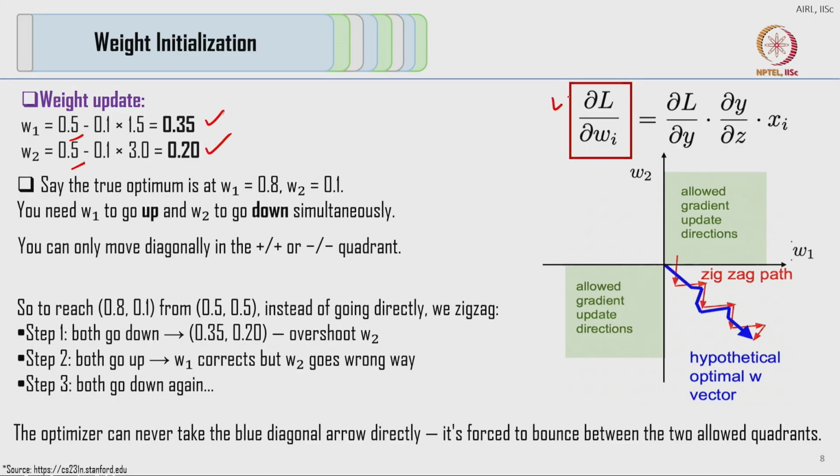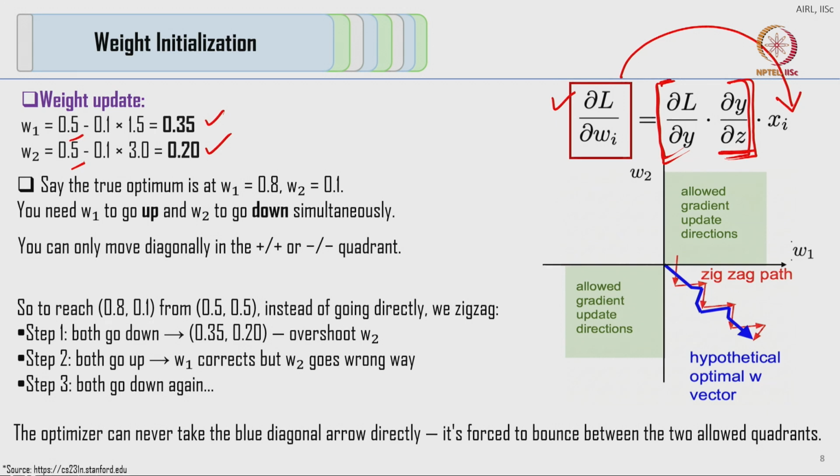Now let's look at this equation again. dou L by dou W is dou L by dou y times dou y by dou z times the input. Now we observed in the derivative of the activation function that generally this term, which is dou L by dou z, can be a positive number. Let's assume this whole first term, which is dou L by dou y times dou y by dou z, is a positive number. In that scenario, dou L by dou Wi is directly influenced by the input.